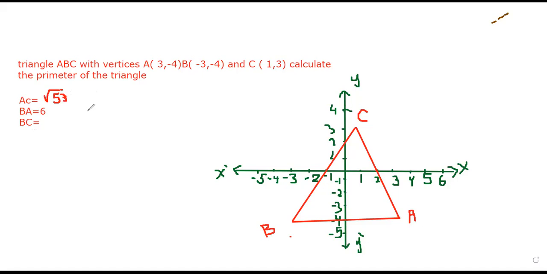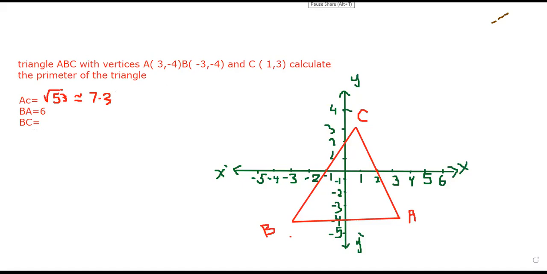Okay, what about BC? We can find the answer approximately. It will be 7.28, so to the nearest 1 decimal place we can say 7.3. What about BC? How will we find the length of BC?